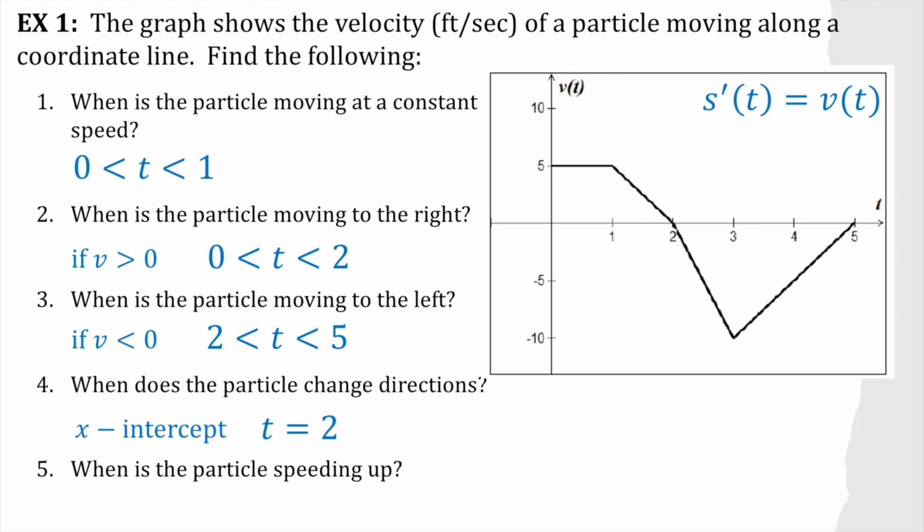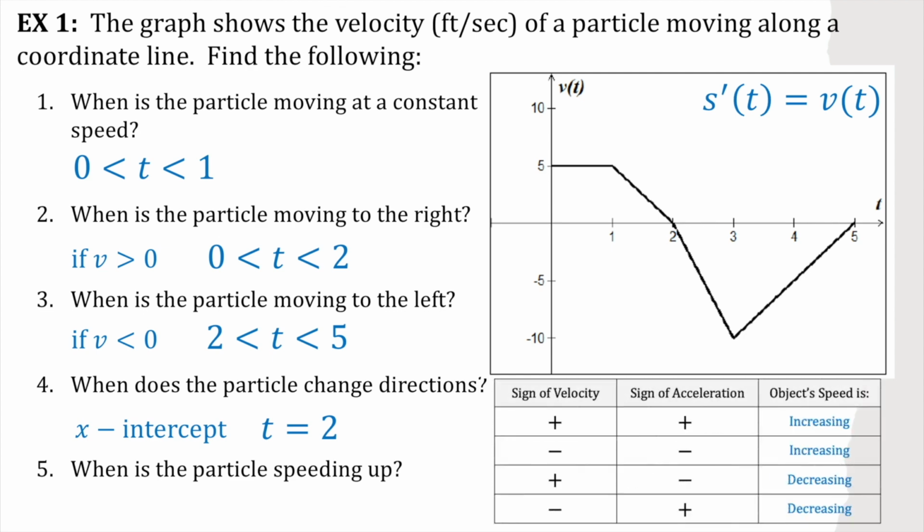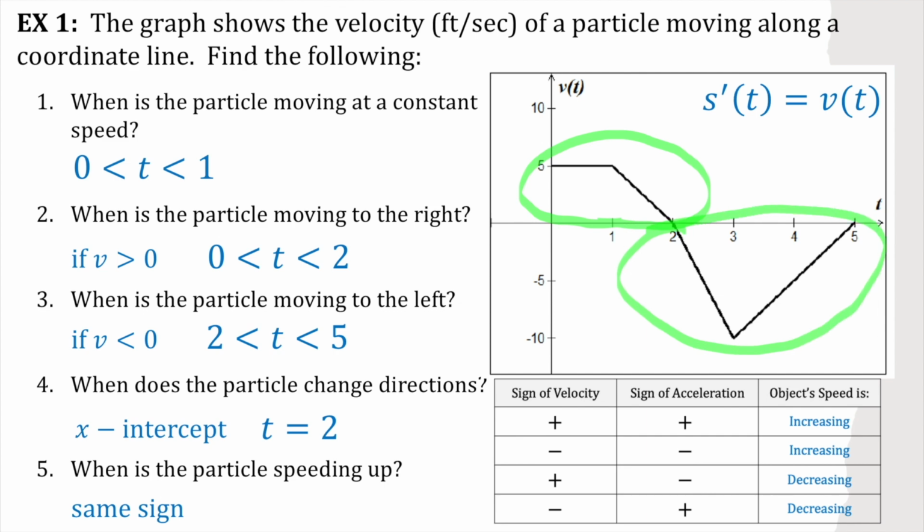When is the particle speeding up? So this is what we learned earlier. It's speeding up when the sign of velocity and the sign of acceleration are the same. So if velocity is positive, the slope has to be positive. If velocity is negative, the slope has to be negative. So right here, that's when we know that the particle is speeding up.